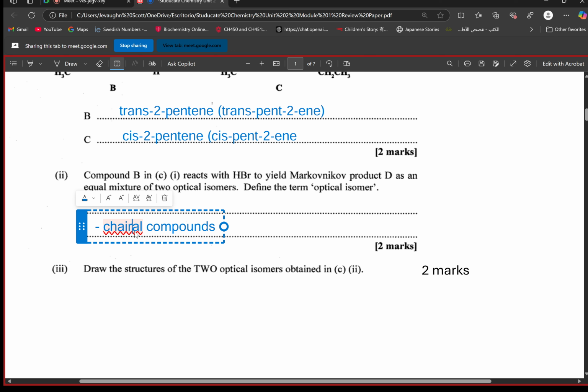So they're chiral. Alright, so chiral compounds. You can use that. So superimposable. Why are you saying that definition is wonky? It isn't.